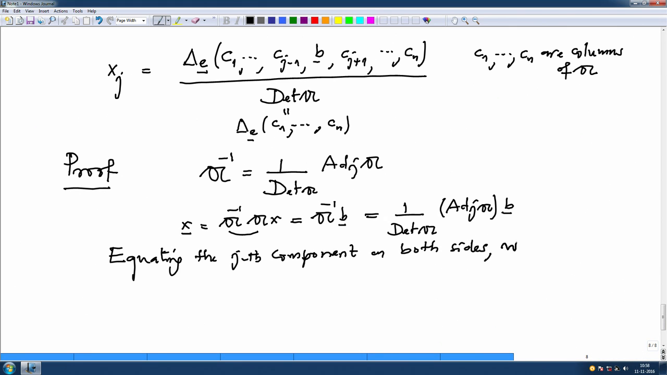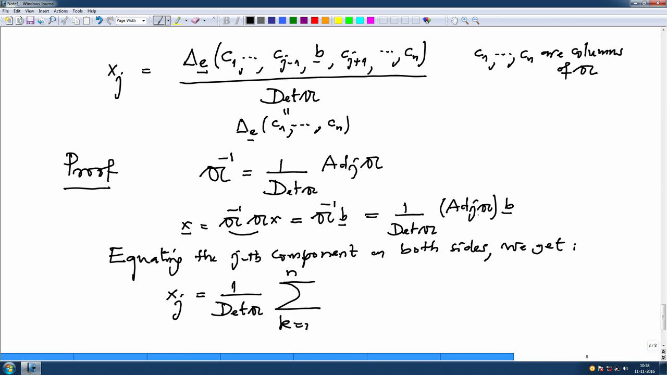What do we get? On this side xj, and what do we get on the other side? Of course, this is a constant, so it is 1 over determinant as it is, and the jth entry in this product. But the jth entry in the product is the jth row multiplied by this column vector B, corresponding entries multiplied and then added up. So, this is a sum running from k equal to 1 to n.